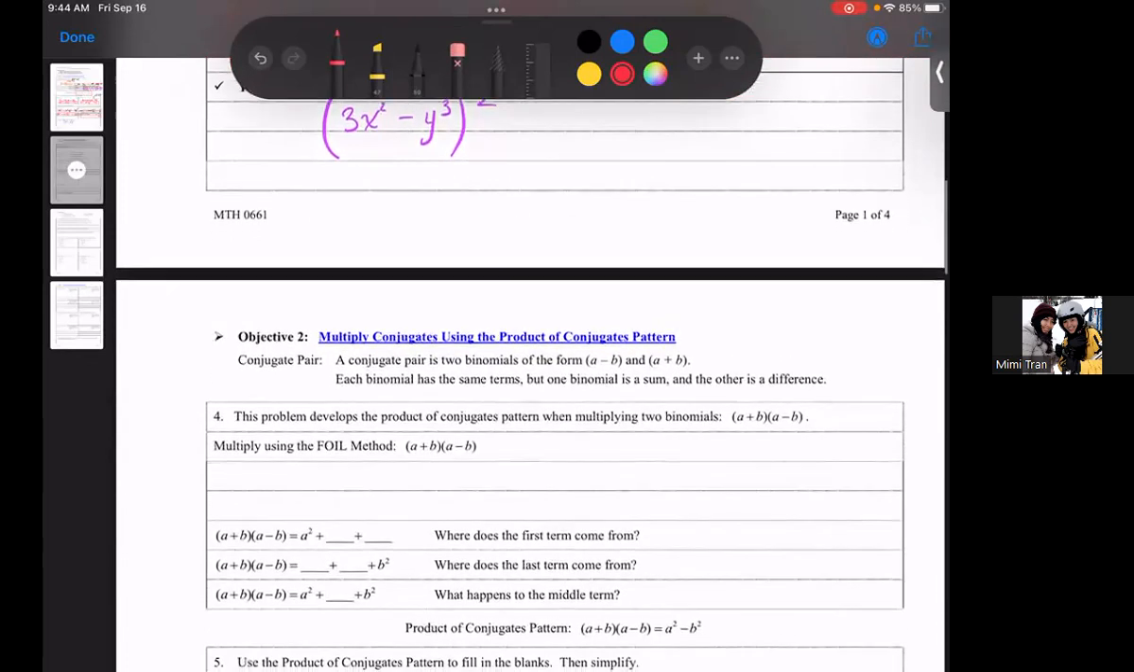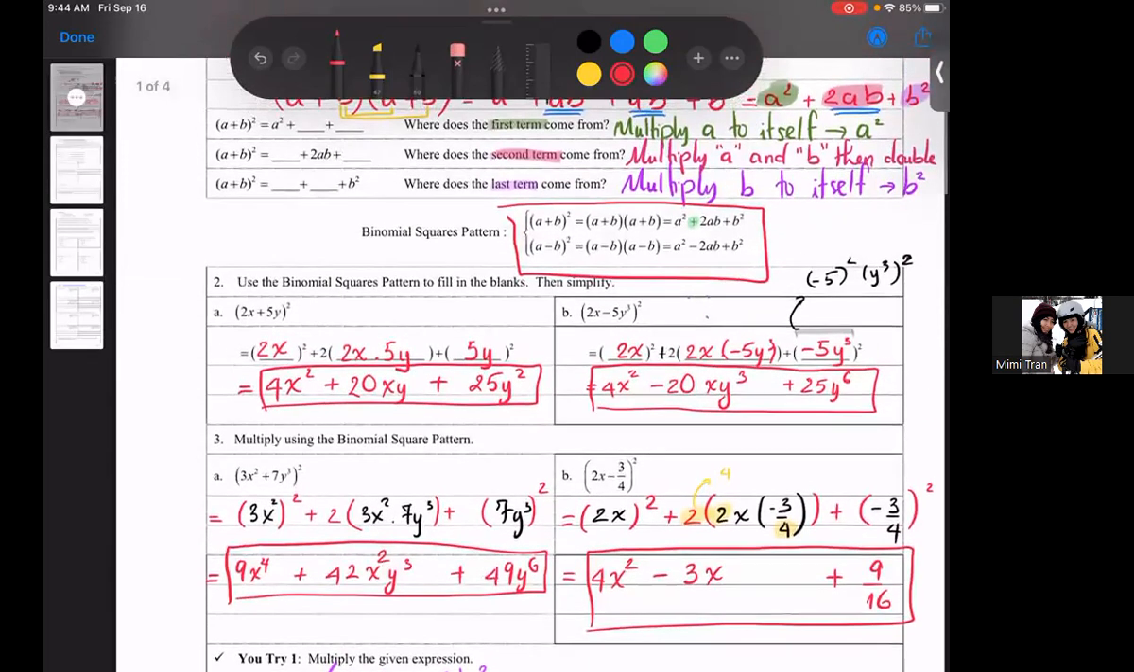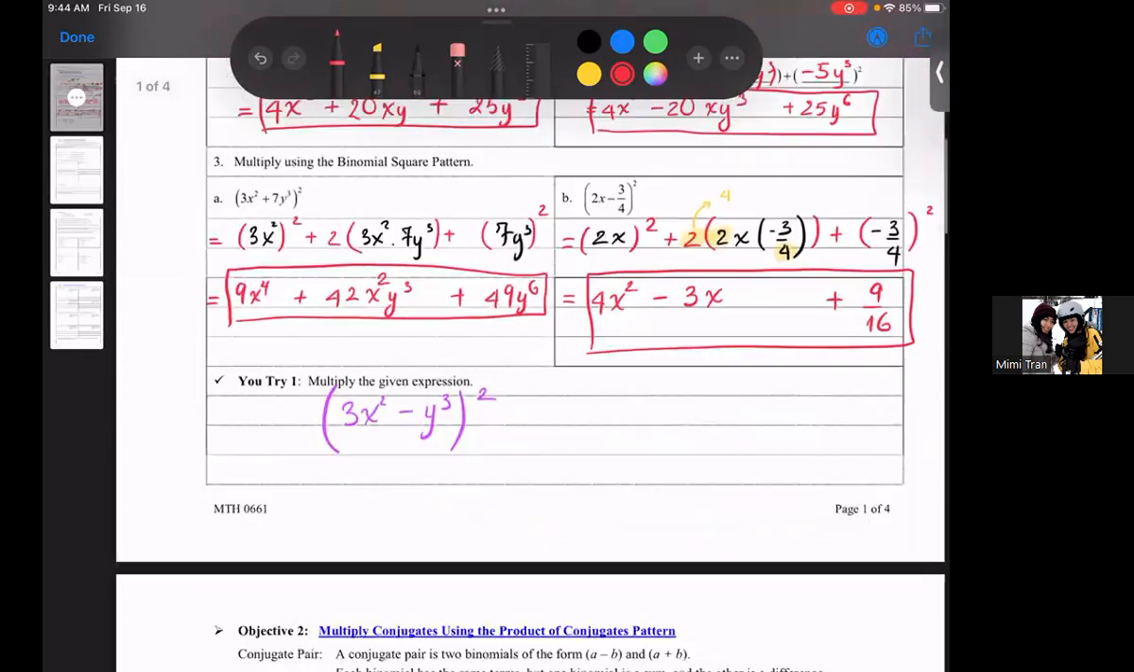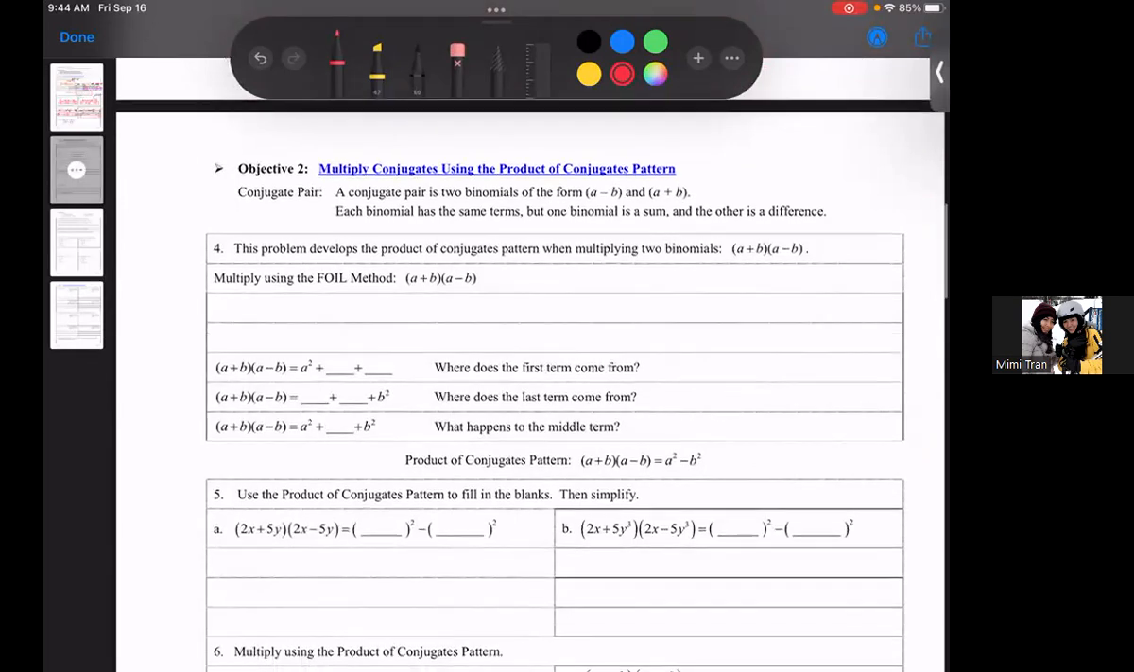All right, conjugate. Objective 2. Do you have any more questions about objective 1? Objective 2, again, if you don't like it, you can always use FOIL. Right? FOIL always works. Let me tell you what the conjugate is. Does anyone know what conjugate is? Just by chance.